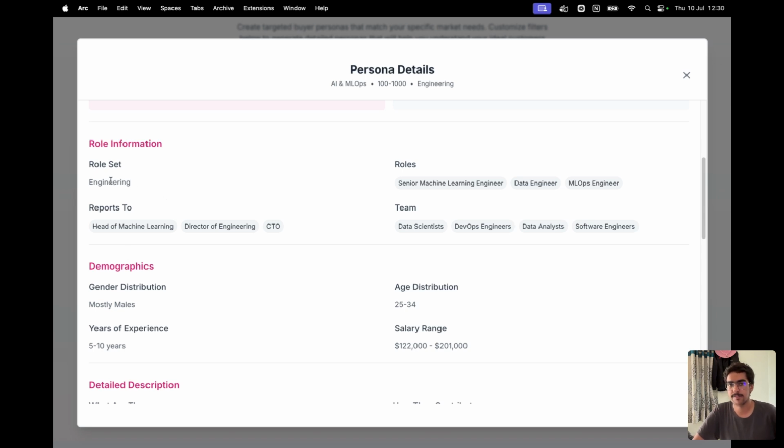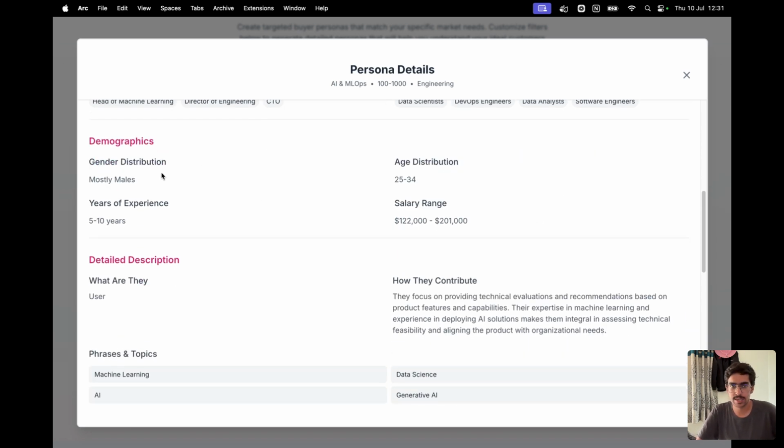Below that, we have the role information. Role information means that in this role that you've selected, what are the roles that we have come up with. So, for example, in this AI and ML ops kind of company in engineering, you'll probably have these roles working on the engineering side, who they report to, and what is the team of people they work with on a daily basis. Below that, we have the demographics. We have analyzed a lot of profiles to come up with this. So in the engineering teams, it's mostly males in this age group with this years of experience, and also the salary range. So you can take a look at this and try to understand your target audience better.